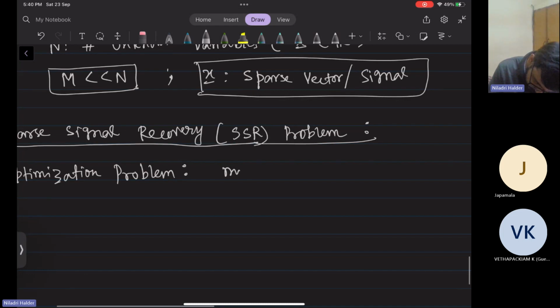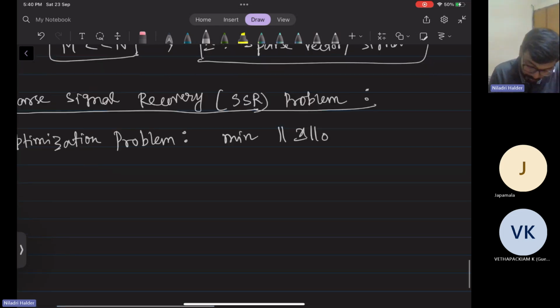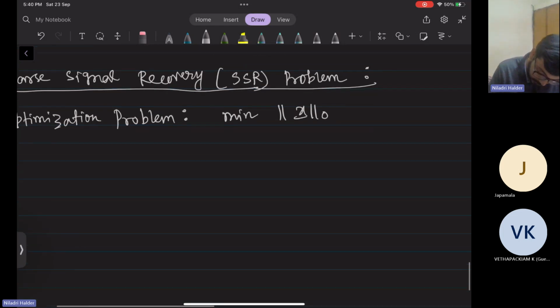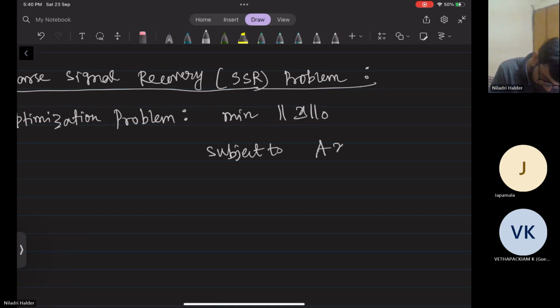We need to minimize the L0 norm. The L0 norm is the number of non-zero elements in x actually. So that is what a sparse signal is. We need to minimize the L0 norm subject to y equal to phi x. So this is the sparse signal recovery optimization problem.